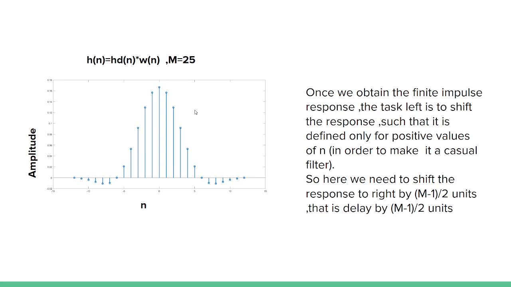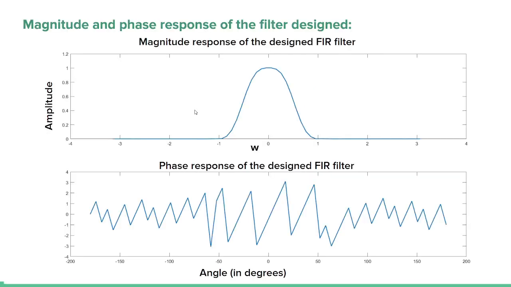Now let us look at the magnitude and phase spectrum in the frequency domain. The magnitude response and the phase response of the designed FIR filter would look something like this. Here, the phase response is piecewise linear, and in the magnitude response also, we do not have sharp edges at the cutoff frequencies. Instead, it fades out gradually.